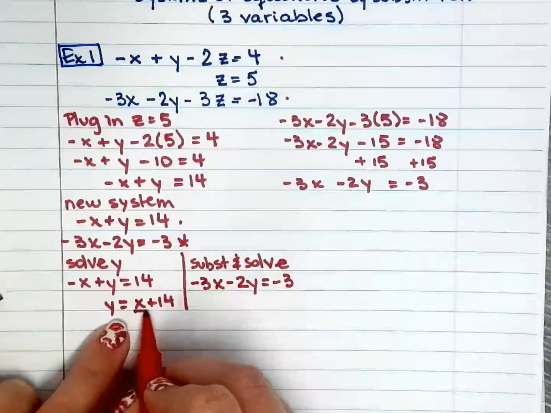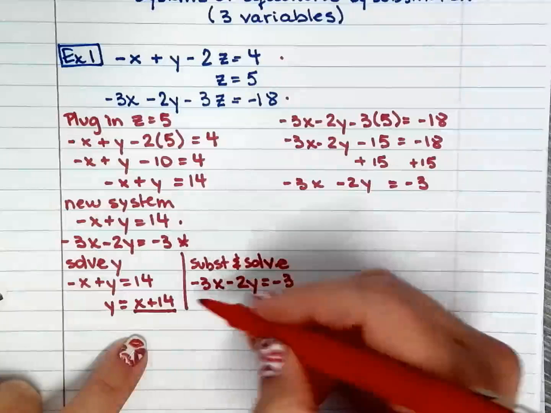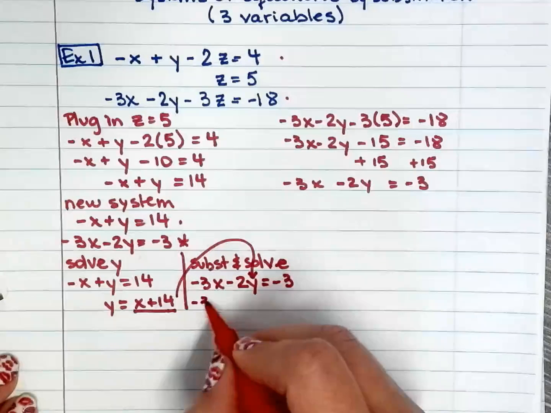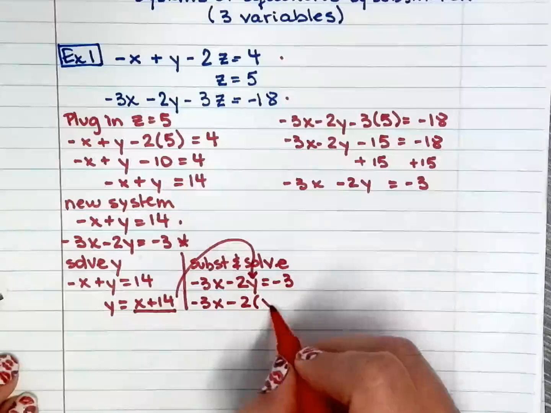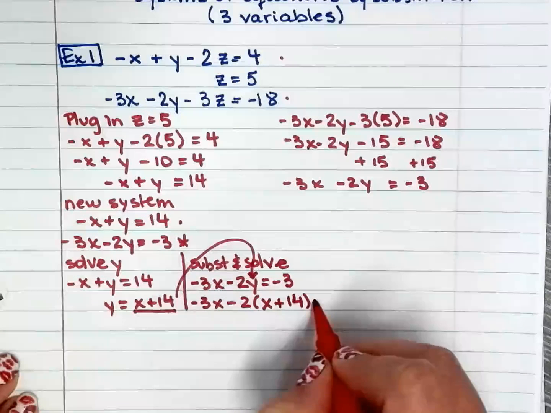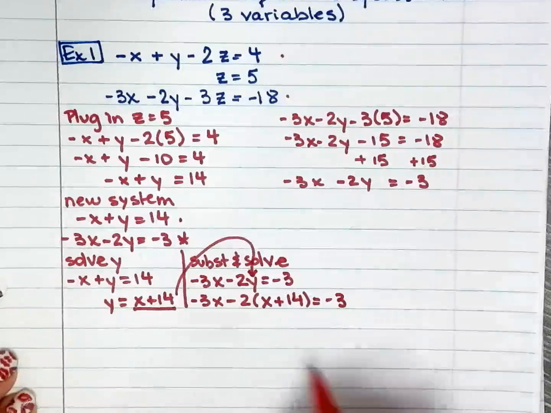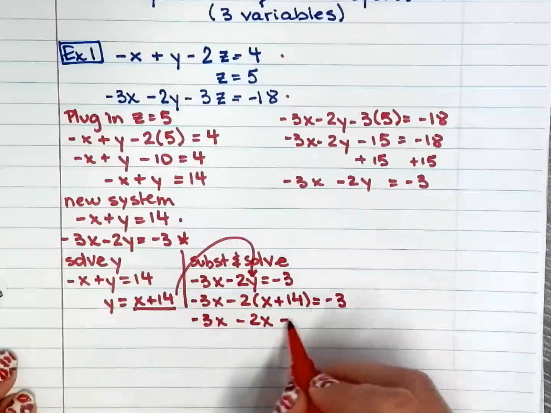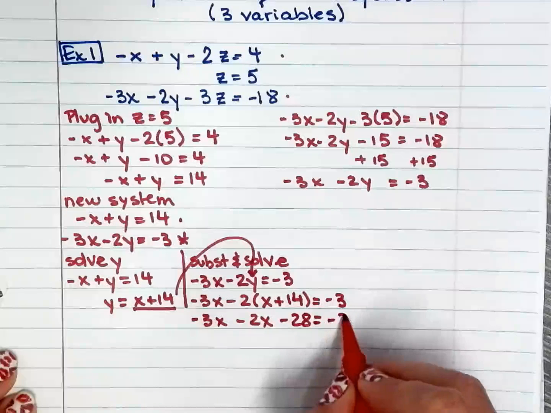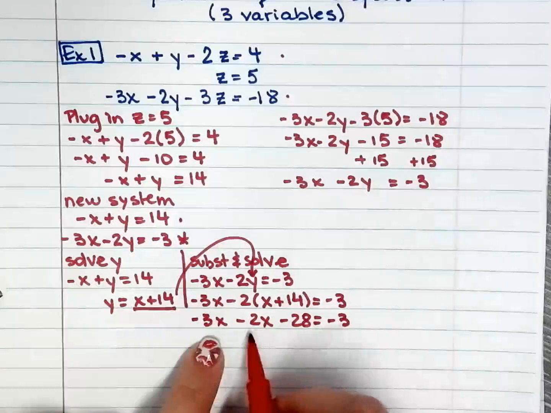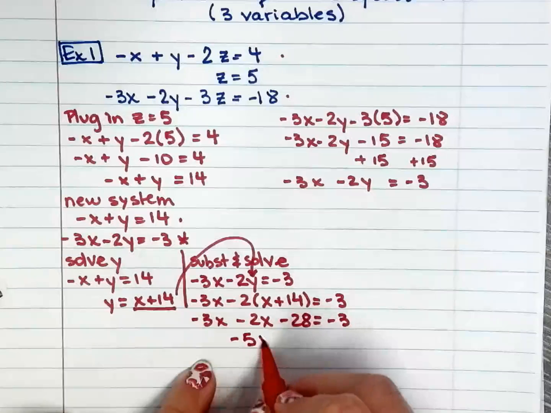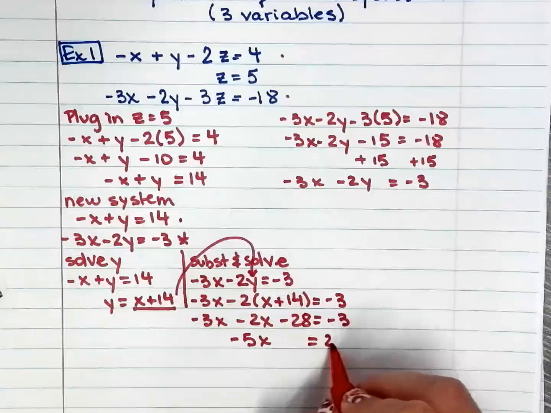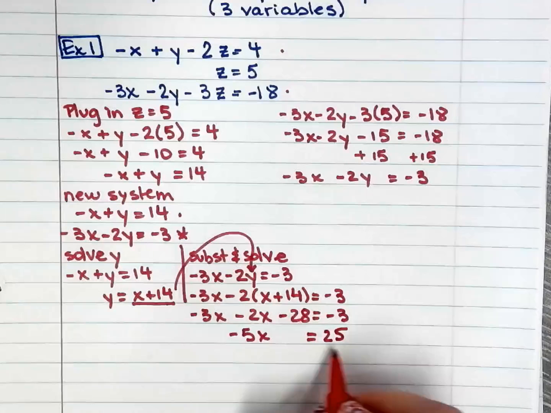Okay, so now that I know y is this, I'll go ahead and plug that in for y. Distribute negative 2. Combine like terms, and at the same step, I'll go ahead and add 28 to both sides. Divide by negative 5.